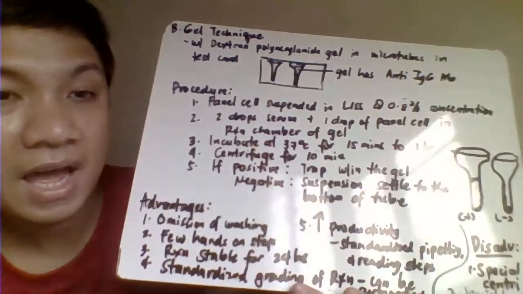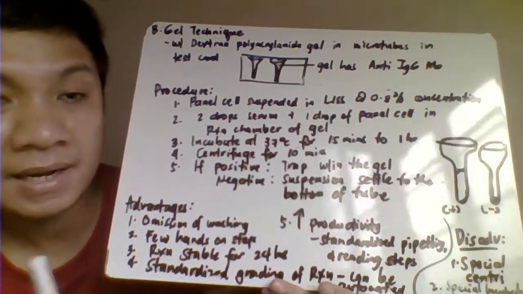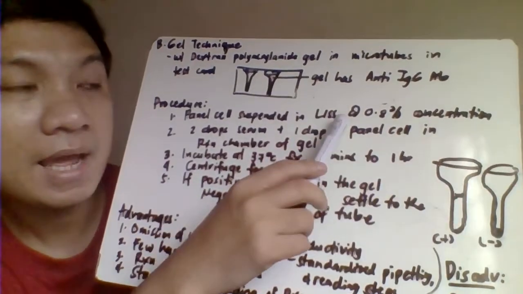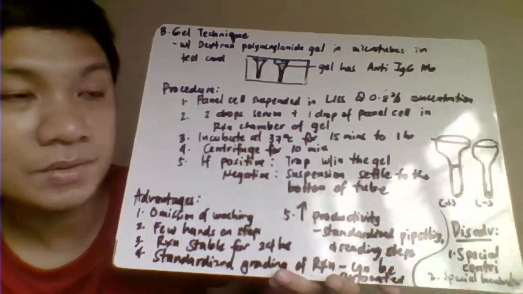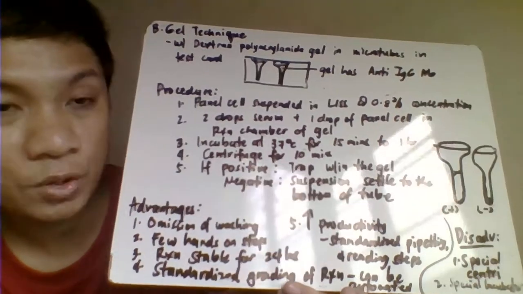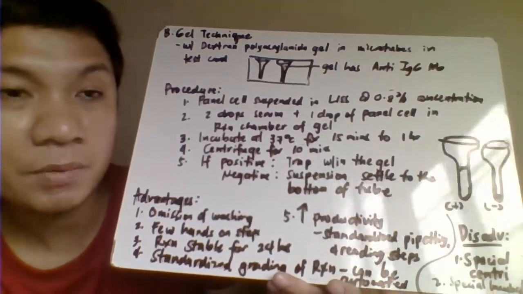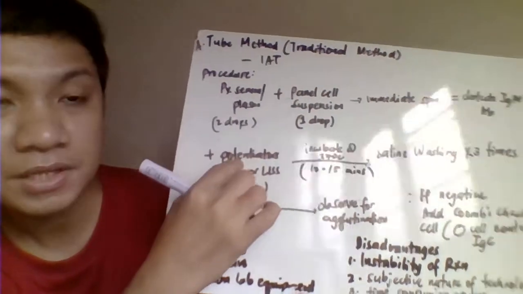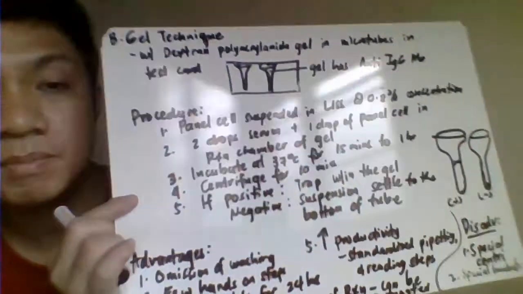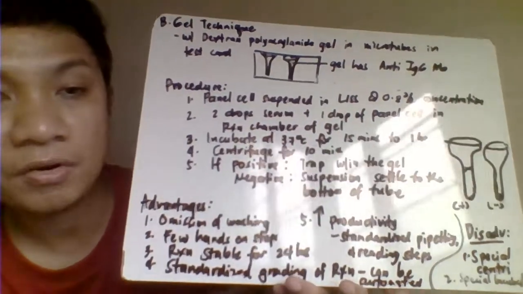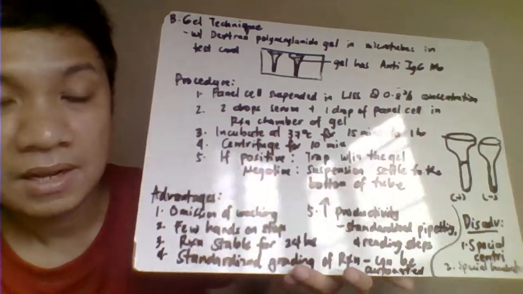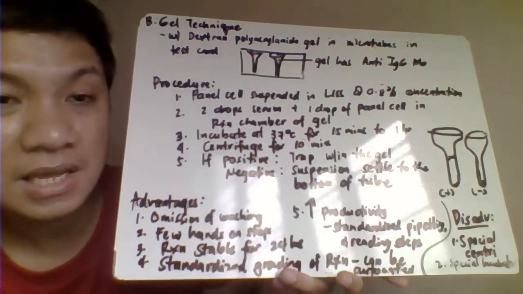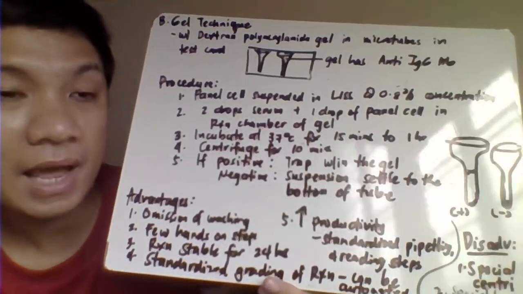Okay, procedure for that. So, your panel cell is naka-suspend sa ating potentiator with the LISS at a concentration of 0.8%. So, you don't need to add anymore potentiators. Just like kanina, nag-manually add ka ng potentiators. Dito, hindi ka na mag-add because your red cell suspension or your panel cells has been already suspended in the potentiators in the form of your LISS.